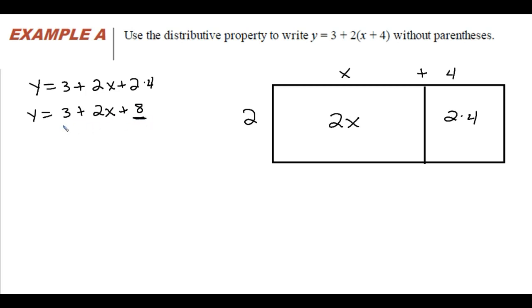Can I move anything around? Well, I know that the 8 and the 3 are like terms, so I can combine them. Now, a lot of people might say, oh, I want to undo this adding 8, so I'm going to subtract 8 and subtract 8. But if I do minus 8 and minus 8, really what I've done is subtract 16 from this right side of the equation, and that's not what I should do. So don't subtract 8. Let's just combine the like terms of the 3 and the 8 and get 11 plus 2x. So we use the distributive property to make this equation without parentheses. It would be y equals 11 plus 2x.